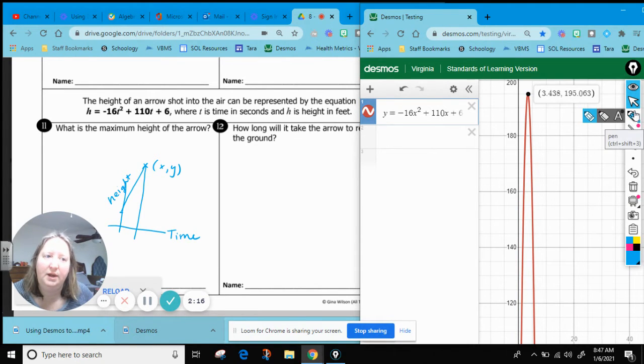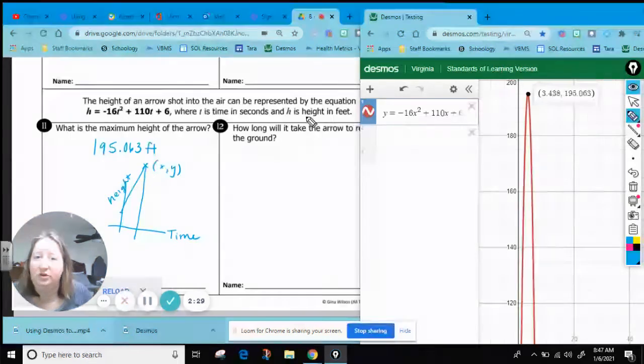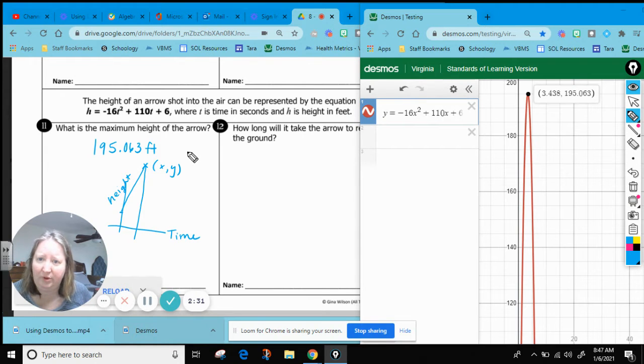195.063. Okay, so what is the maximum height of the arrow? 195.063, and we would say feet, right? Because it told us the height was in feet. Okay, and you might want to round that. I don't know, it didn't ask me to.